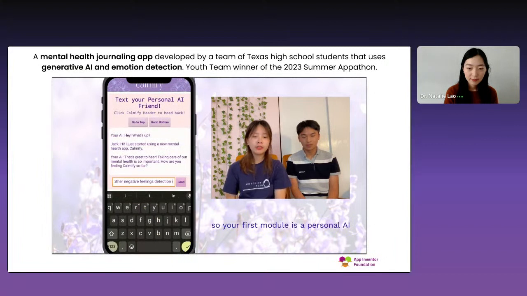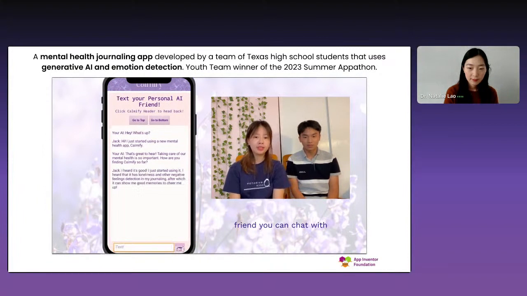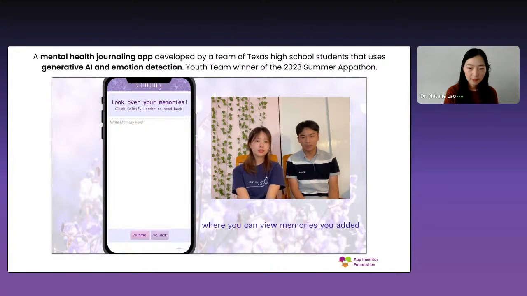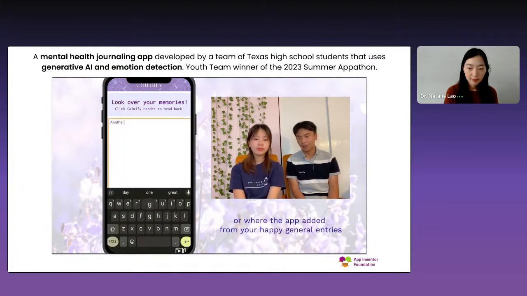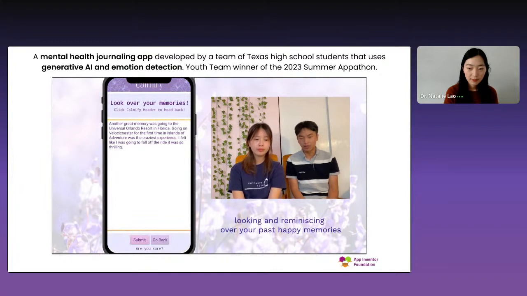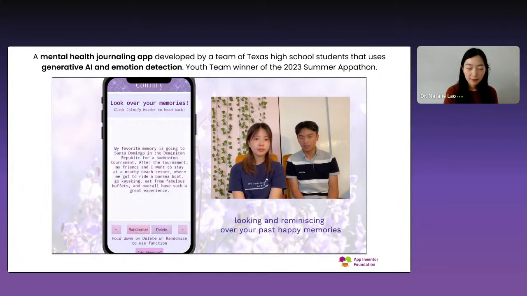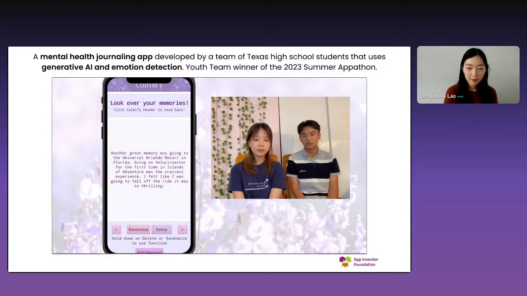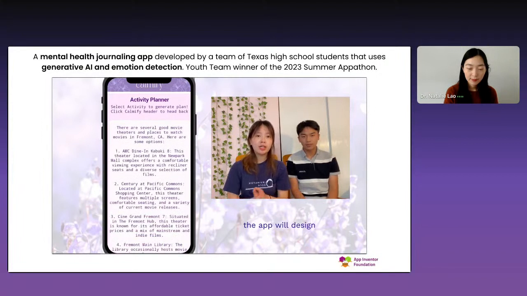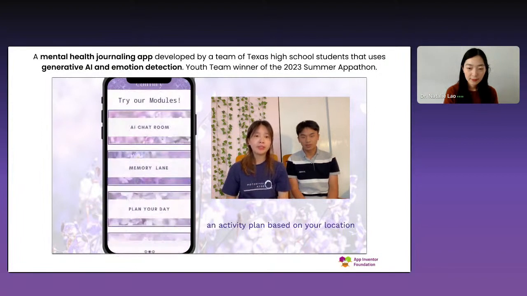So your first module is a personal AI friend you can chat with. Our next module or resource is the memory lane, where you can view memories you added or the app added from your happy journal entries. And researchers have found that looking and reminiscing over your past happy memories can help improve one's mood. All right, our next module is an activity planner. So based on the activity you have chosen, the app will design an activity plan based on your location.